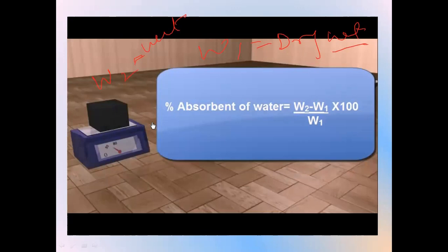Now the water absorption is the difference of the wet weight, that is W2, and W1. That means the difference in weight is the weight of the water absorbed by the stone. For finding out the percentage, the difference weight, that is W2 minus W1, is divided by W1, that is the dry weight of the stone, multiplied by 100, which gives the value of percentage water absorbed by the stone.